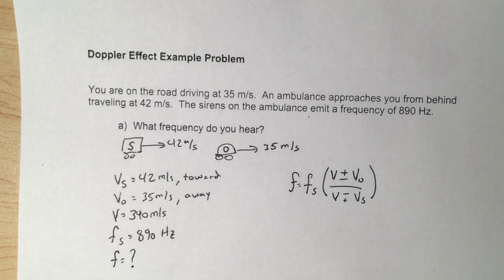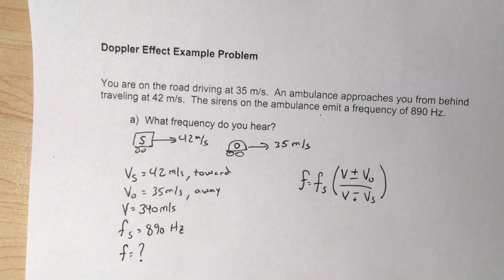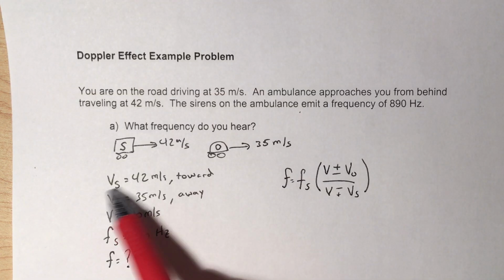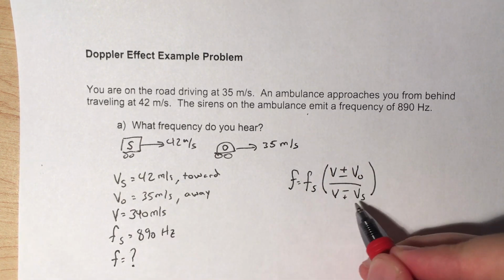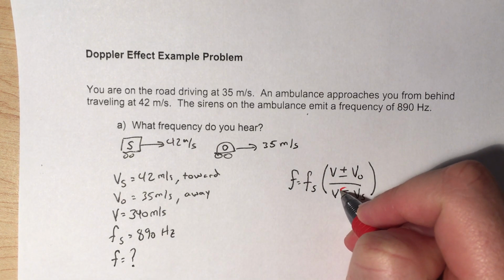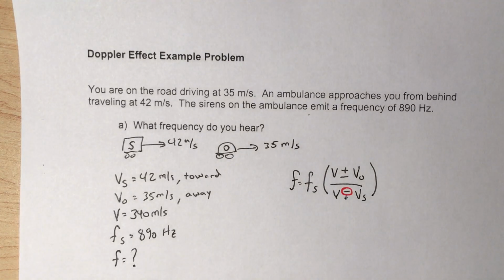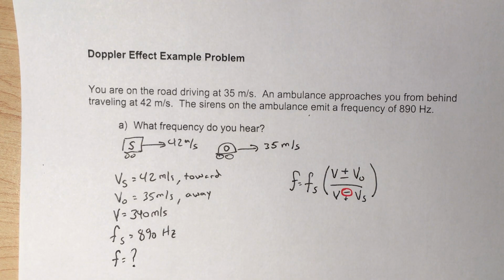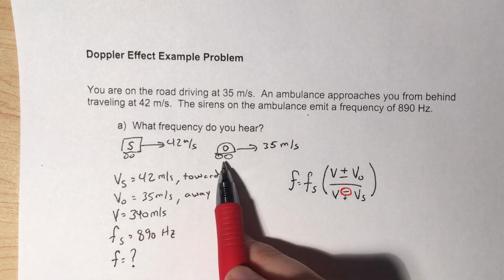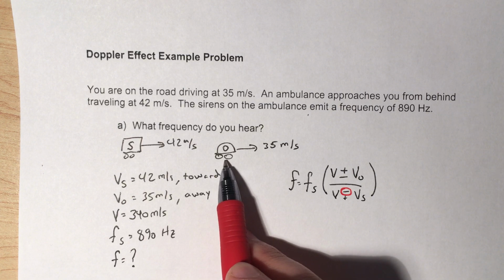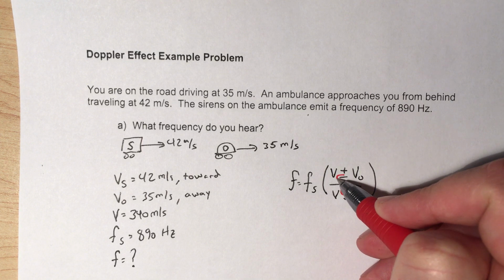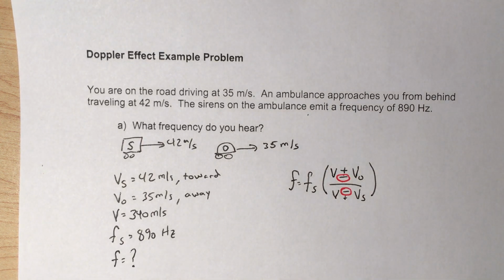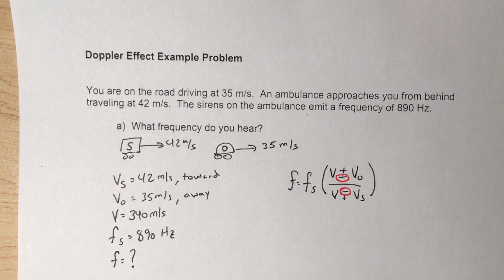Now, remember on that slide we said toward means top sign and away means bottom sign. So this source is going toward. That means I'm going to use the top sign, which for the source is minus. I usually just circle that to help myself out. But the observer is going away, and away means bottom sign, and up here the bottom sign is also minus. So in this particular equation, I'm using minus both times.